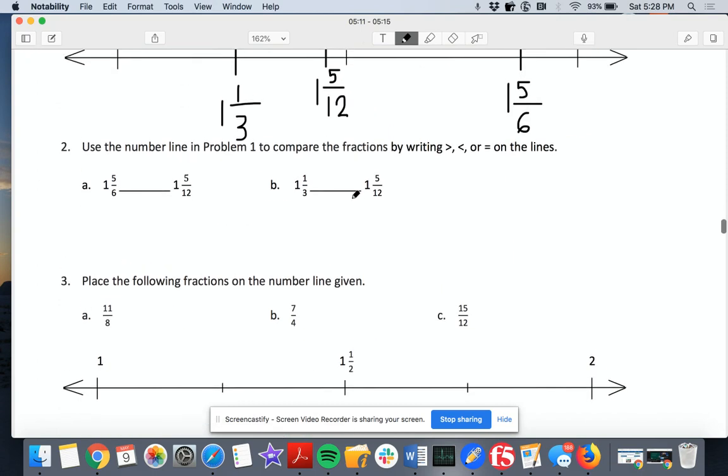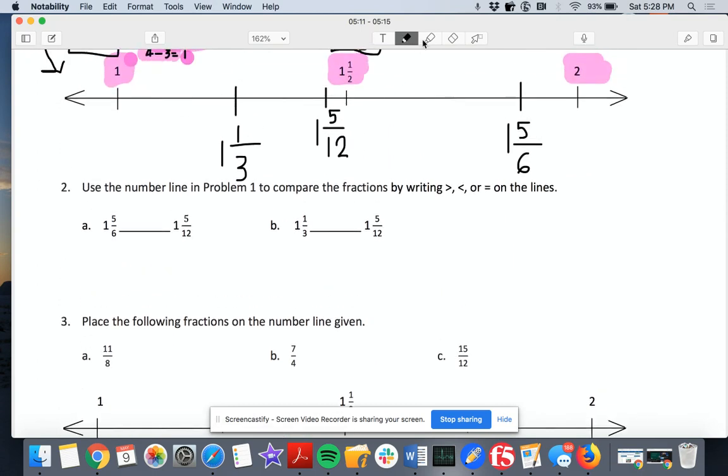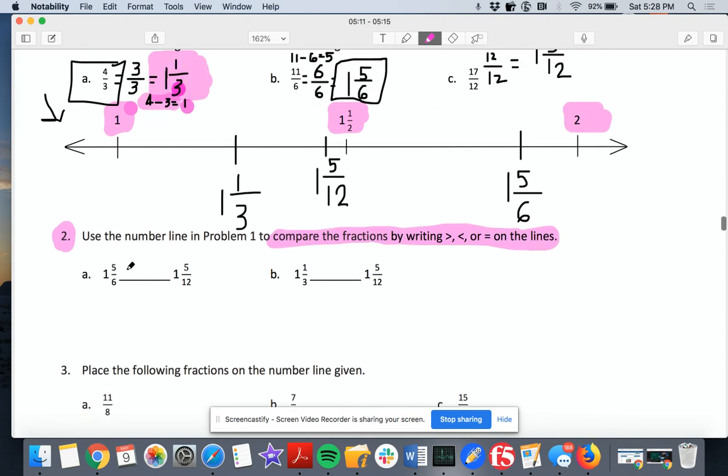And same thing for 2. What they want us to do, same thing from yesterday, I should say, is compare the fractions by writing greater than, less than, or equal to on the lines. So let's go ahead and do that. This is pretty simple stuff because we could just look up here at our number line.